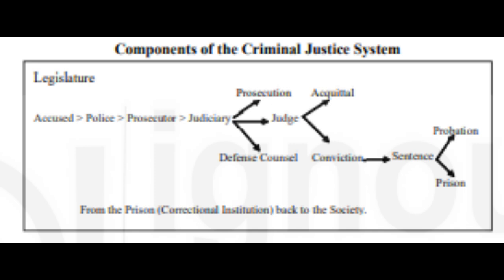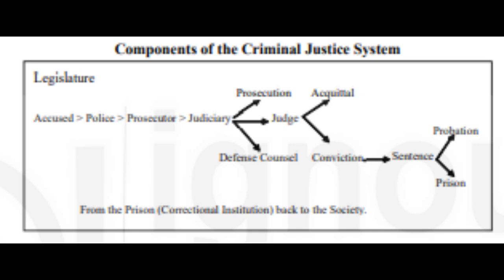The legislature is also an important component of the criminal justice system, as all the laws emanate from the legislature. The courts interpret the laws, and police is the executing agency. The components of the criminal justice system are given in the following diagram. Components of the criminal justice system.